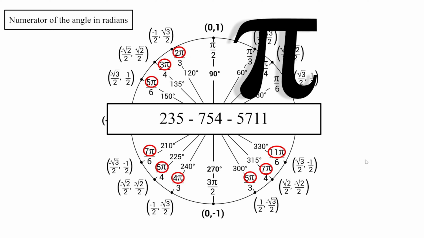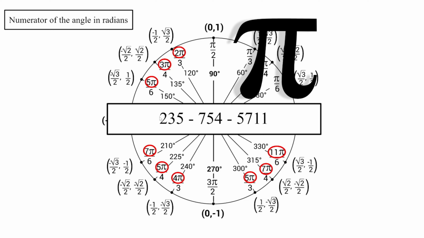Alright, now we're going to get to the numerator of the angle in radians. This one's going to be more tough. In my opinion, this is the most memorization you have to do for the unit circle. For me personally, this is what helps me. I know there are other methods where you can derive these numbers by doing some math, but this helped me.